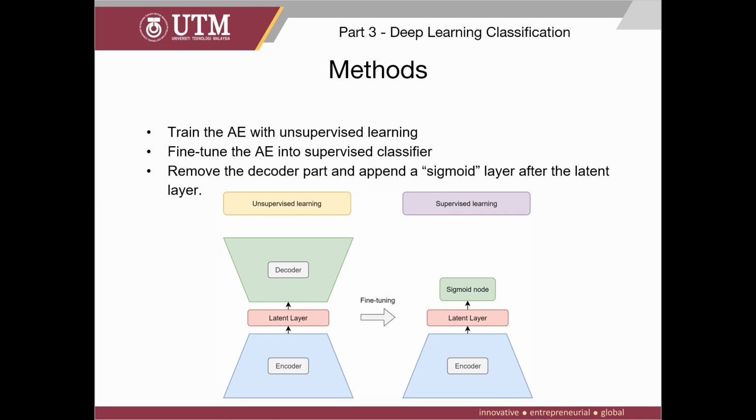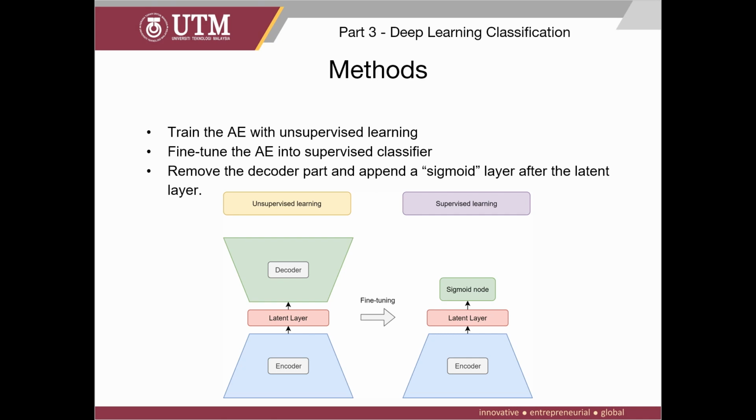First, let's look at the method I use for the deep learning classification. This slide is the same as the last time I presented. The first step is to train the autoencoder with unsupervised learning first. And then after training with unsupervised learning, I will fine-tune the autoencoder into a supervised classifier.